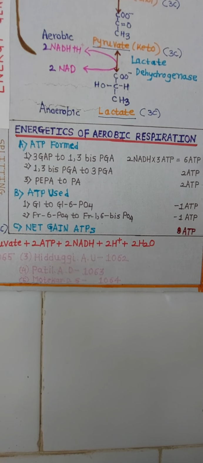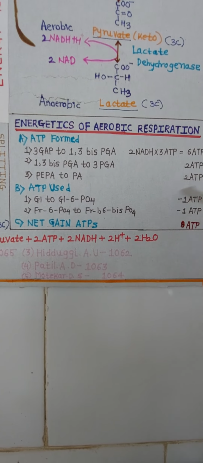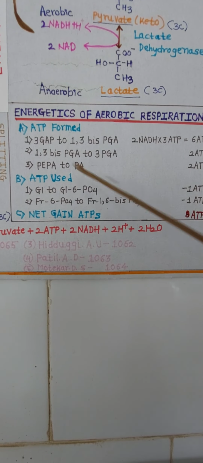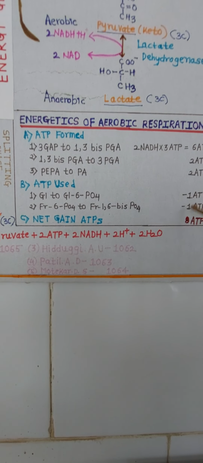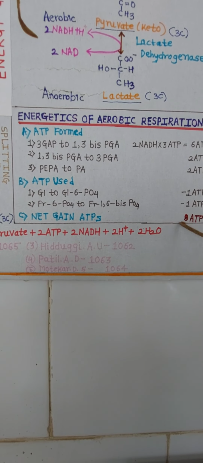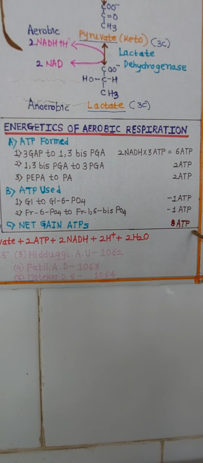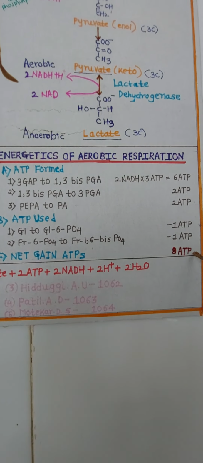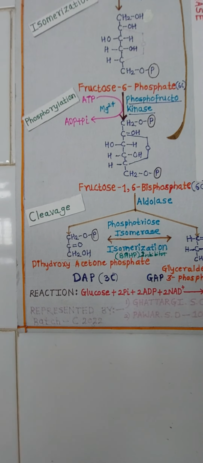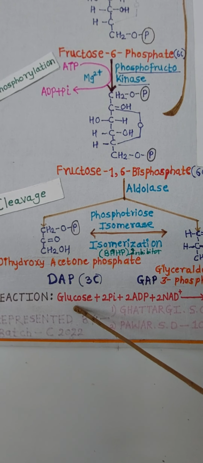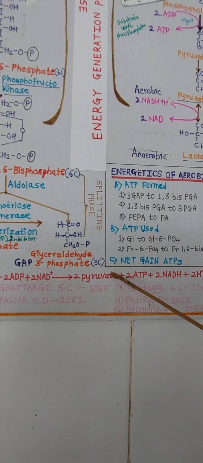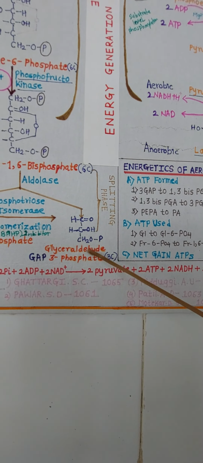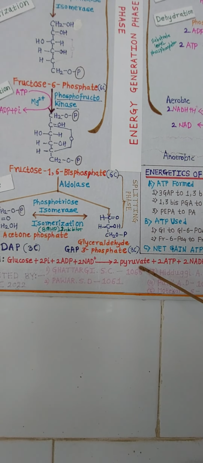That means total 10 ATPs are generated via the glycolysis, but the number of ATPs utilized is 2, so 10 minus 2, total 8 ATPs are generated via the glycolysis cycle. And you can see here the overall reaction of the glycolysis. We have invested 1 glucose molecule, and we have generated 2 pyruvate molecules. From 1 glucose we generated 2 pyruvate.